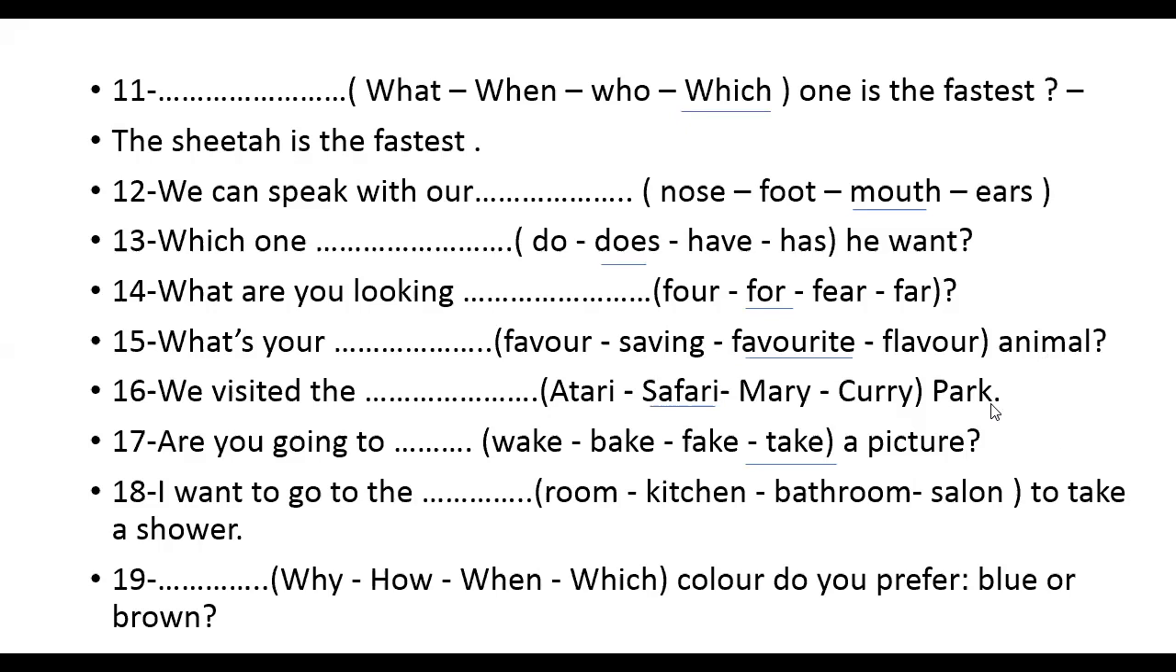Number 18. It is the exercise sheet that you see on your screen right now. The sheet that you took on your Telegram. I wanted to go to what? Which place do you take a shower in? Which place? Room, kitchen, bathroom, salon? Please say yes. Bathroom. Great, finally. Okay.